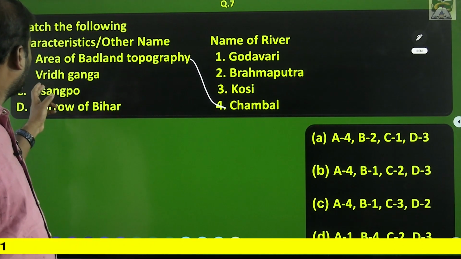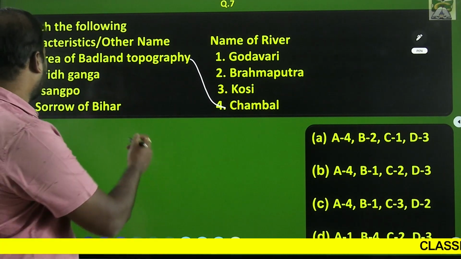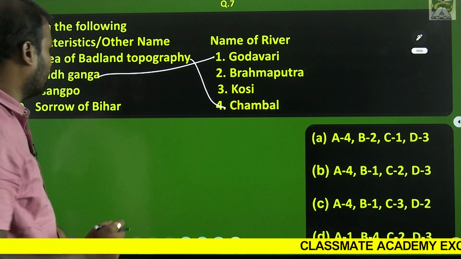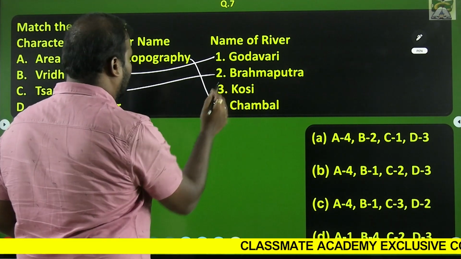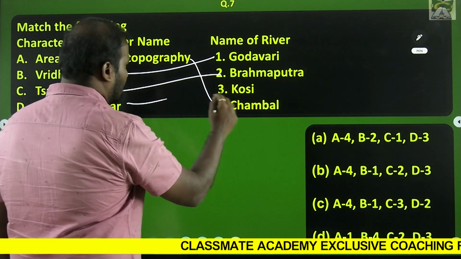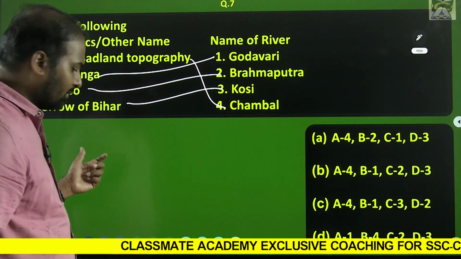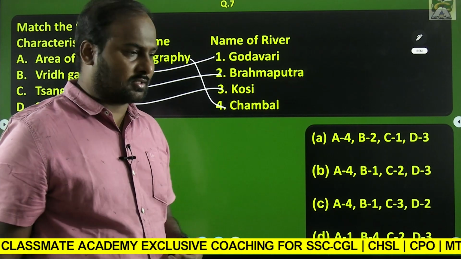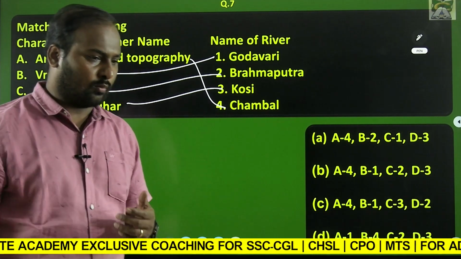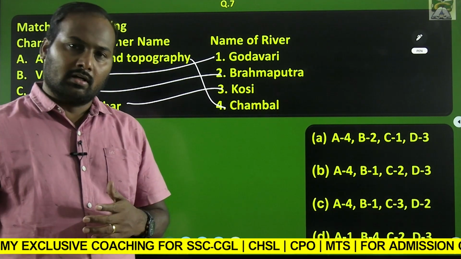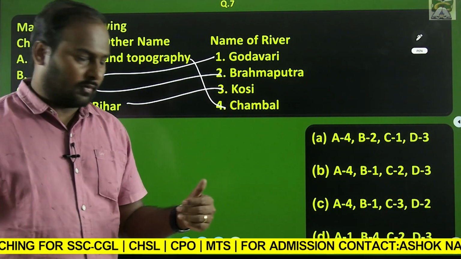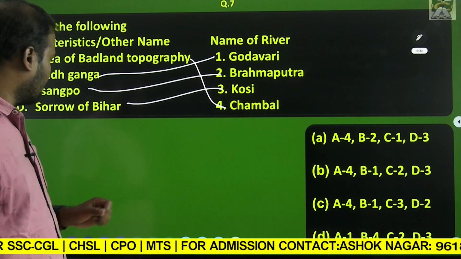Next one is Vridhaganga. Obviously, they are talking about Godavari. Next one is Sangpo. Sangpo is the name for Brahmaputra. Very, very important. And Sorrow of Bihar is Kosi. So Kosi is called the Sorrow of Bihar because the Kosi river, when it is coming from the Himalayas, is coming with great force, and once it enters the plain, it starts changing its course quite frequently and leads to frequent floods. So this is the match the following from this topic.